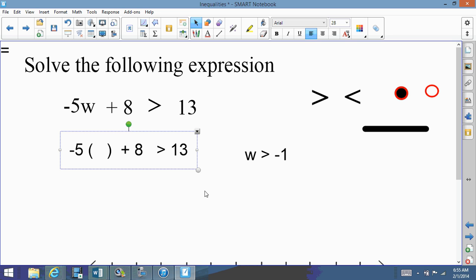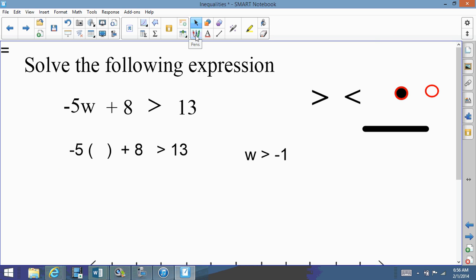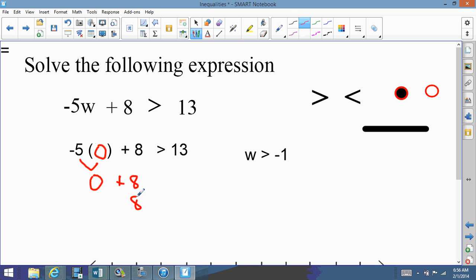Let's try some numbers. Let's see, a number greater than negative 1. How about 0? 0 is greater than negative 1. What's negative 5 times 0? 0. And 0 plus 8, that's 8. Is 8 greater than 13? No, it isn't. Wait a minute, what did I do wrong?